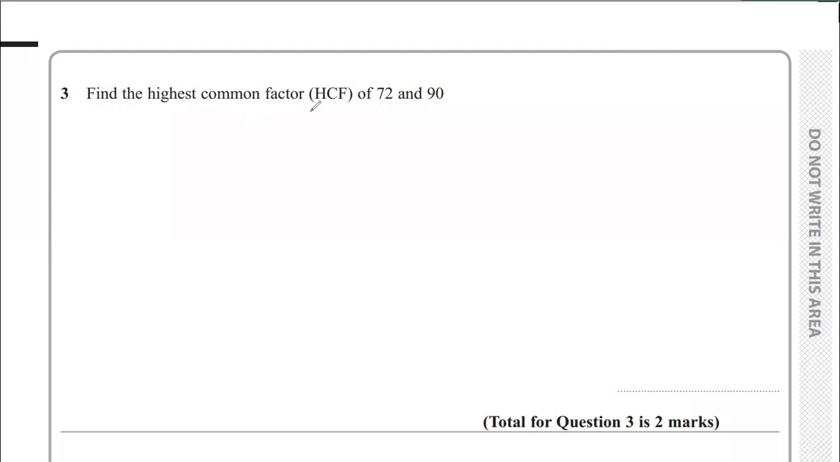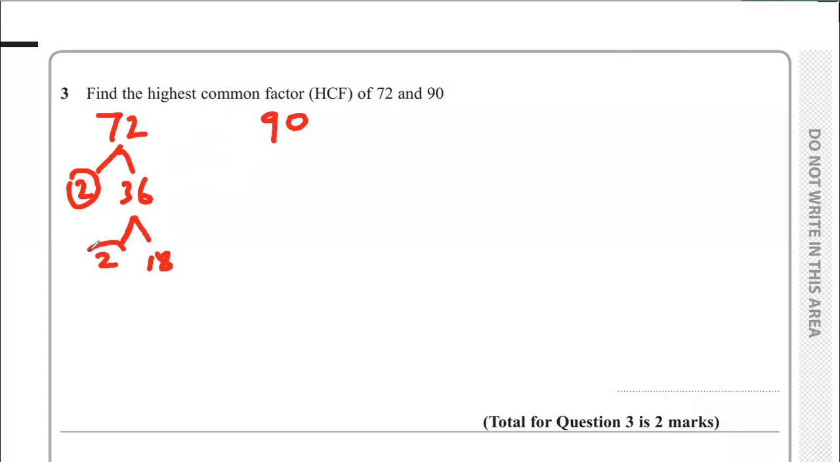Question number 3, find the highest common factor, HCF, of 72 and 90. And we will do the cherry tree things. First of all, we would like to write them as product of their prime factors, and then we'll see the common factors and multiply them together. Right, so 2 and 36, 2 will be circled, and it's a prime number, but not 36. 2 and 18, 2 will be circled again, and it's a prime number. 2 and 9, 2 will be circled again, not 9. And 9 can be written as 3 times 3, so 3 and 3.